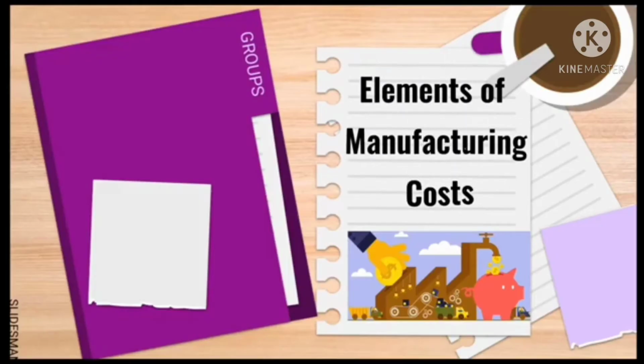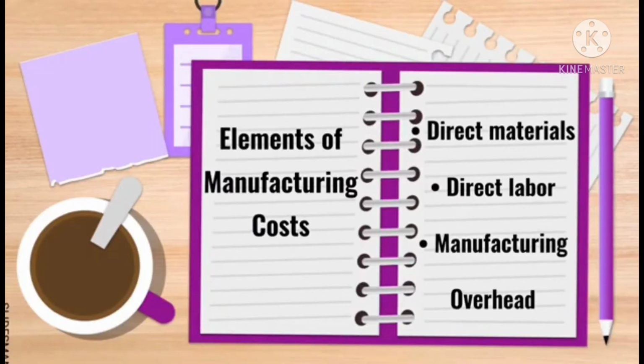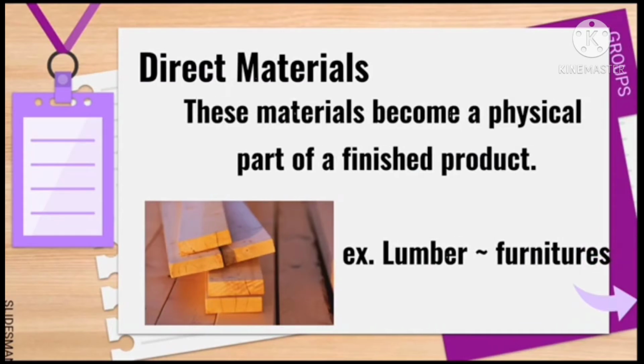Let's proceed to the elements of manufacturing costs. Ano ba ang manufacturing cost? Manufacturing cost is the cost incurred during the production of a product. Meron tayong direct materials, direct labor, and manufacturing overhead. First is direct materials. Direct materials are those which can be logically and readily identified with the product. Kung ano yung materials na makikita mo kahit finished product na siya. For example, lumber or wood for manufacturing furniture, steel for manufacturing automobiles.